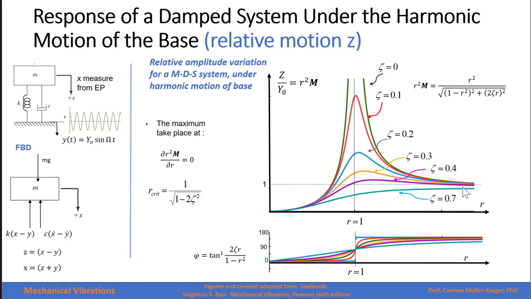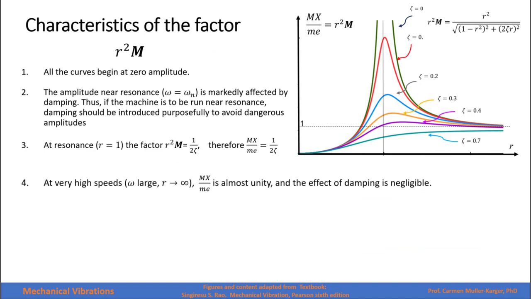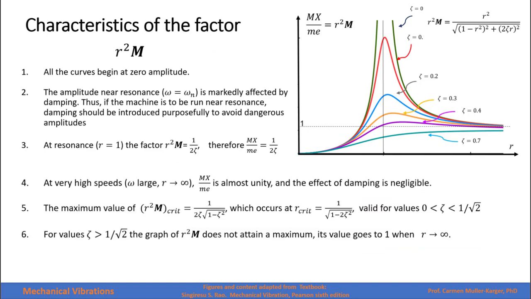When we increase the frequency of this displacement so that R goes to infinity, the relative motion with respect to the magnitude of that motion becomes 1. If we derive this expression, it gives you where the maximum is. We will call it R critical, and it is above R equals 1. And this slide summarizes the characteristics of the relative amplitude variation, R squared times magnification factor.